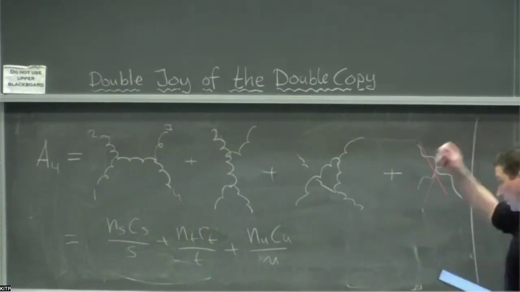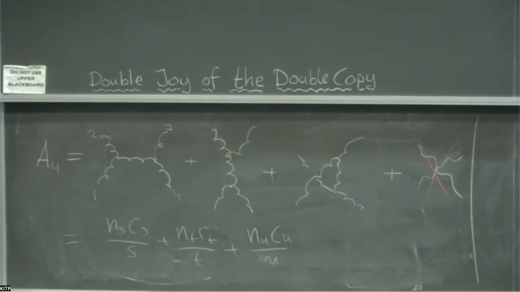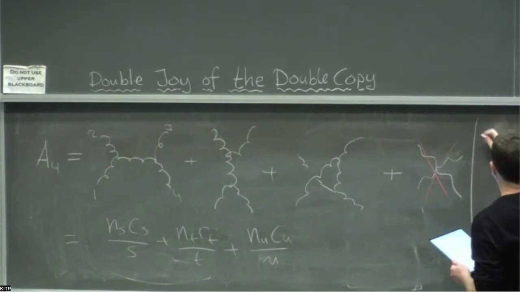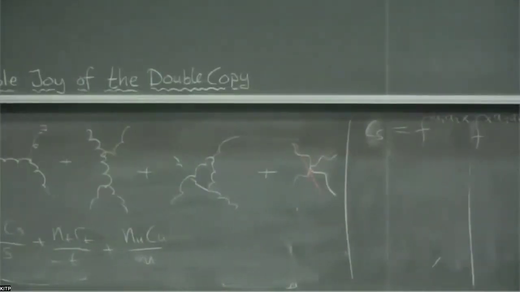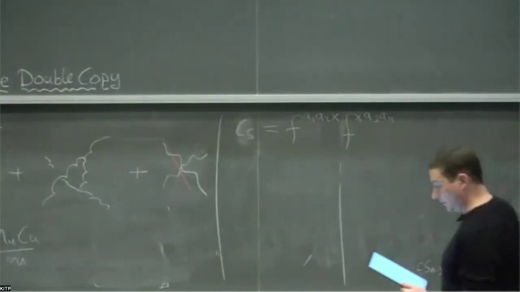And I don't think I have to define what S, T and U are. I hope people know what they are. But let me first define the color factor in the S channel. So it's just a product of two Fs, two structure constants. So it's f^{A1 A2 A}, then some intermediate color index, f^{A A3 A4}. So this is my color factor in the S channel, and the other ones are just related by permutation, so I don't even need to write them down.